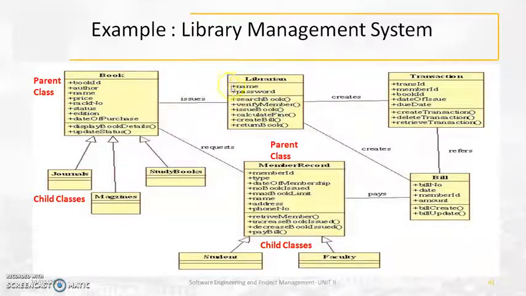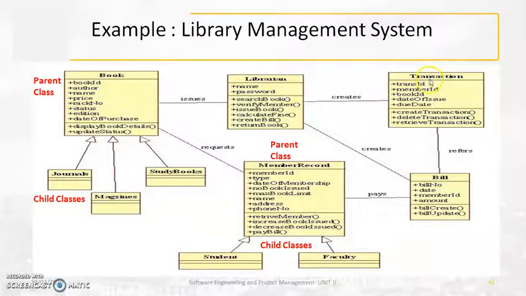These are the parent classes and these are the derived classes, that is, child classes. We call it a superclass and subclass, or parent and child class. So a book may be a journal, magazine or study book. The attributes are book ID, author name, price, rack number, status, citation, date of purchase. The operations are display book details and update status. A book is issued by the librarian.